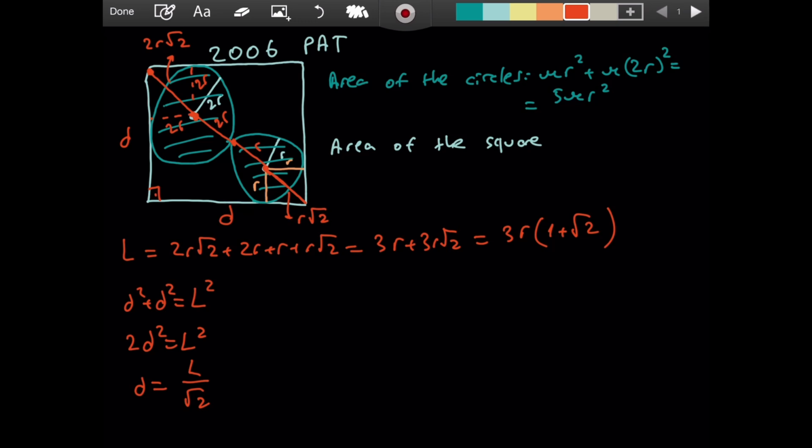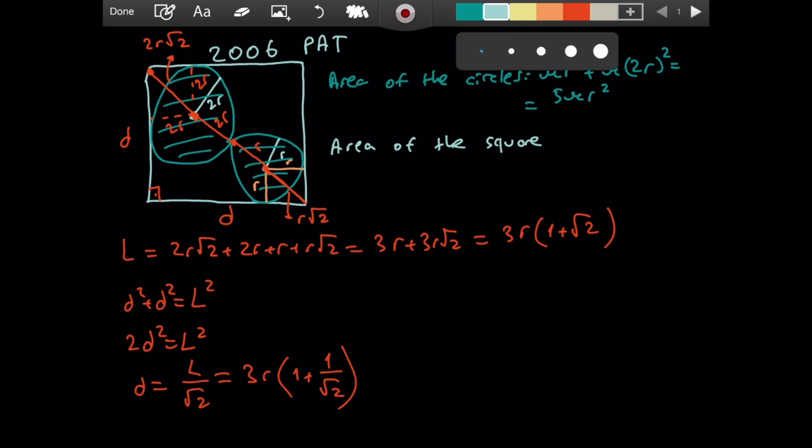And so, we are in fact very close to the end of the question. We're just going to divide this by square root of 2. So we get 3r times (1 plus 1 over square root of 2). And so if we want to calculate the area of the square now, all we need to do is say that it is d squared. You just multiply the two sides.